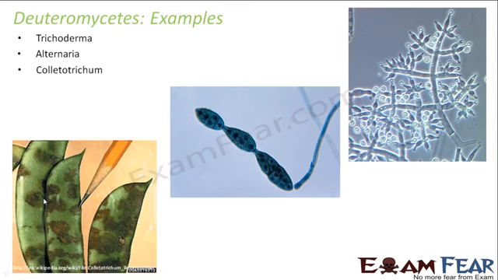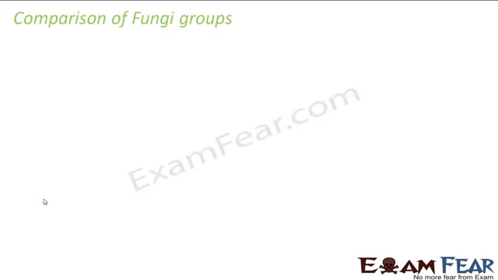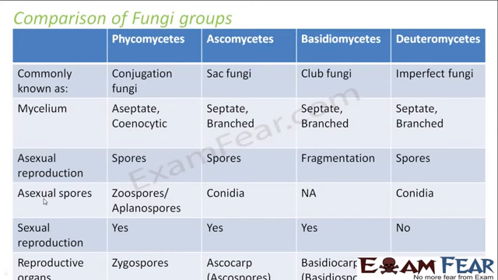So with this, I think I discussed all the 4 categories of fungi. So let us have a quick comparison of the fungi groups which we talked about just now. So here it is. Let us look at their common names. Commonly, Phycomycetes are known as conjugation fungi. Ascomycetes are known as sac fungi because of the presence of the sac-like structures. And why are Phycomycetes known as conjugation fungi? Because of their mode of reproduction.